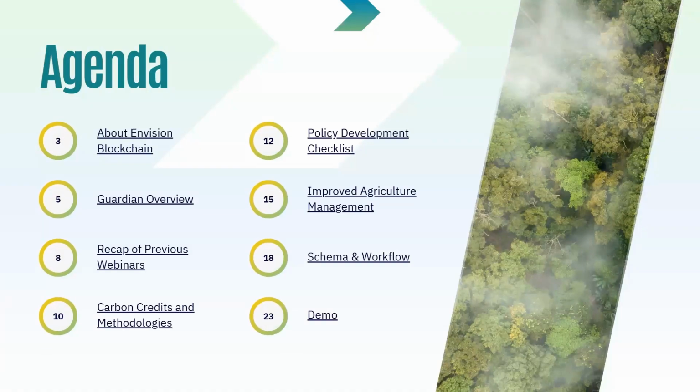So before we move into the full-on presentation, the agenda that we have today is a little bit of information about Envision blockchain, a Guardian overview, recap of our previous webinars. We'll also talk about carbon credits and methodologies and what those two things are. Then we'll go into our policy development checklist, the improved agriculture management information, and an overview of our schemas and workflow, and a policy demo.